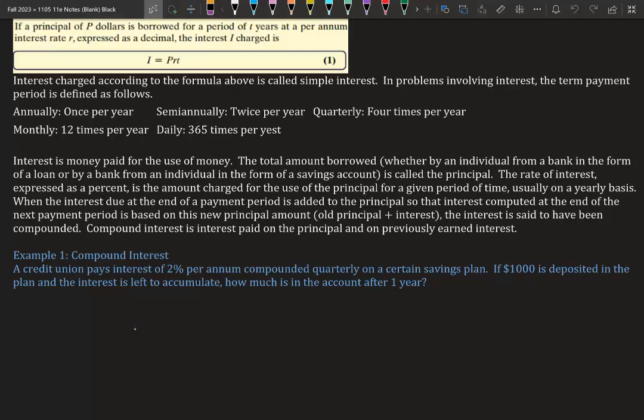When the interest due at the end of a payment period is added to the principal so that the interest computed at the end of the next payment period is based on this new principal amount, old principal plus interest, the interest is said to have been compounded. Compounded interest is interest paid on the principal and on previously earned interest.